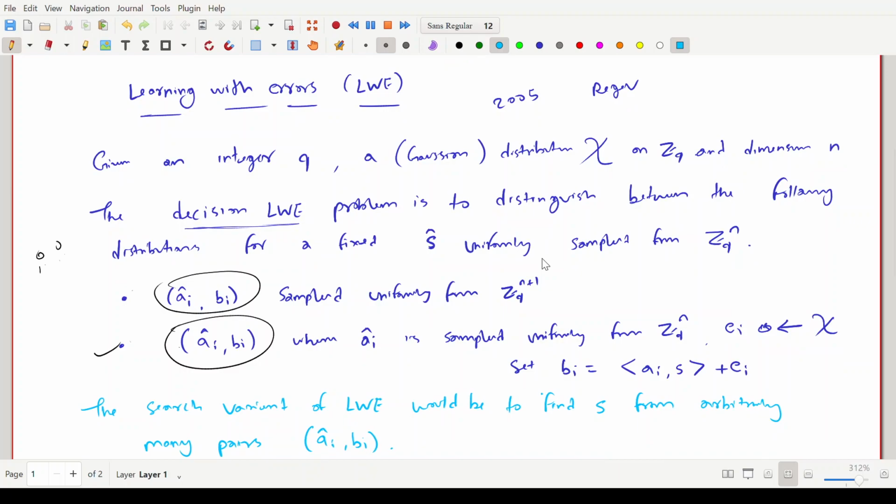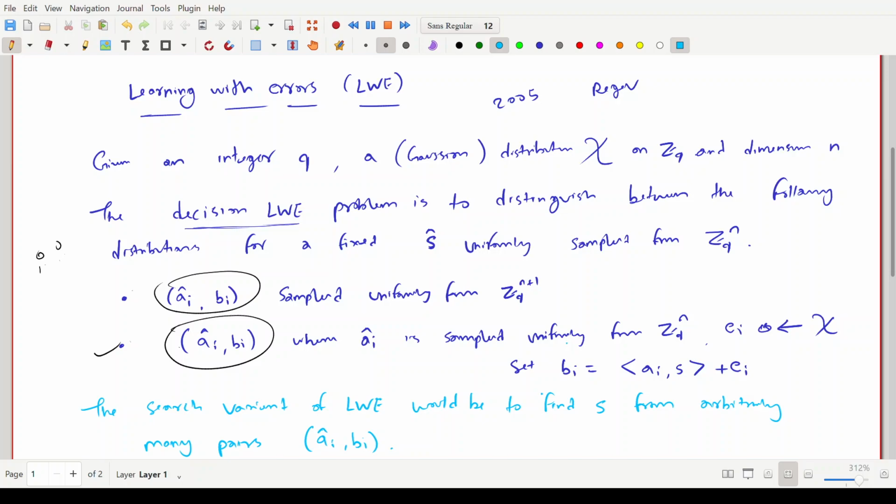It was introduced in 2005 by Regev, and given an integer q and a Gaussian distribution, and you have s as the secret vector, you just have to distinguish between these two. What are these two distributions? The first one takes the vector ai and bi sampled uniformly from Zq^n plus 1, and the second one is this ai again sampled uniformly, but bi depends on this ai. What is this bi? The inner product of ai comma s plus ei. This is what the decision LWE problem is.